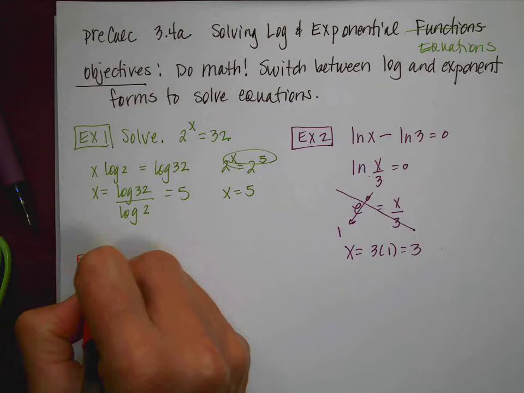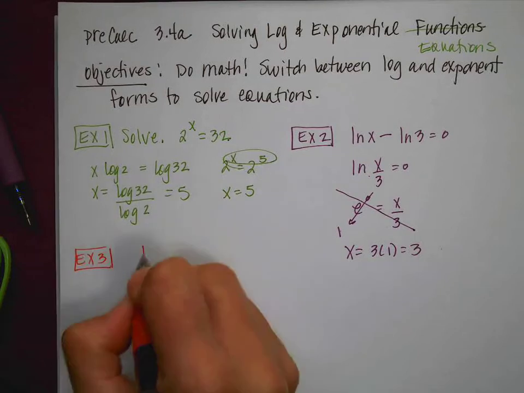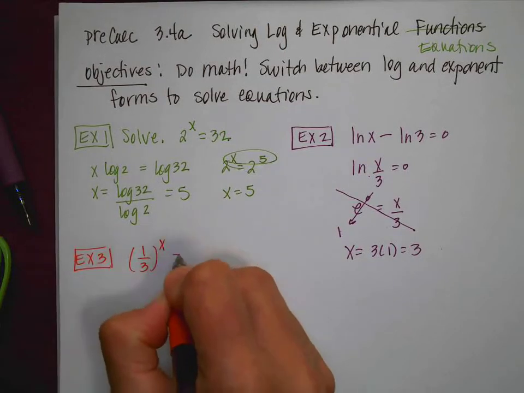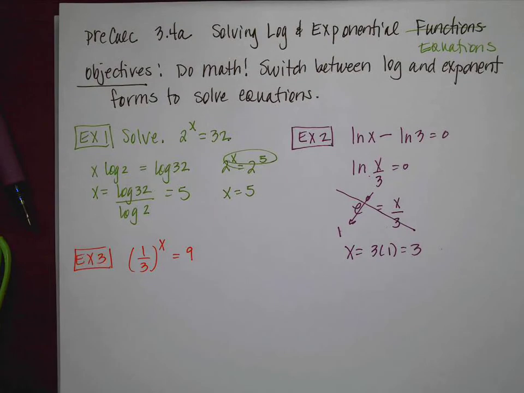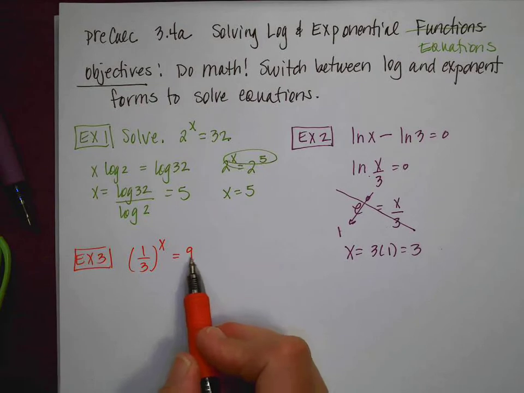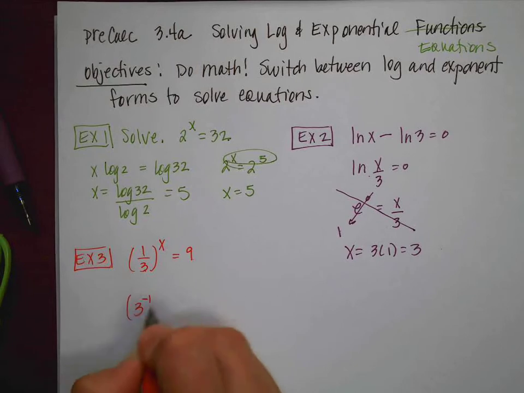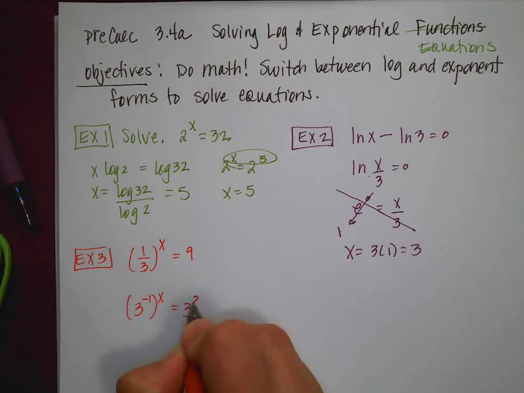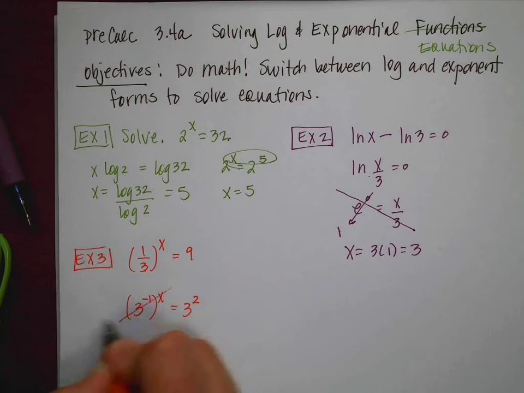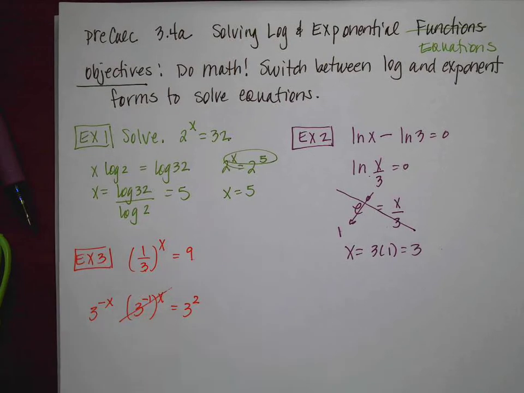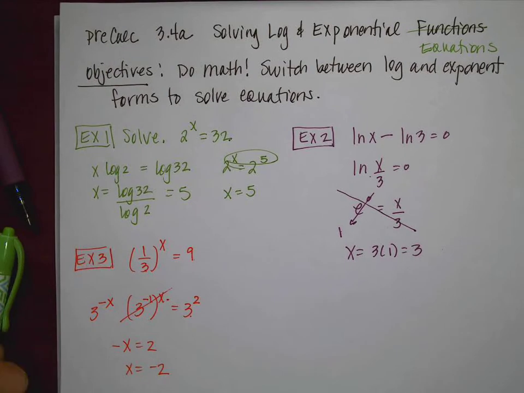Example 3, I have 1/3 raised to the x is equal to 9. And this one I'm going to use the 1-to-1 property also because I know 3 and 9 are related. So I'm going to change this to be 3 to the negative 1, all to the x, is equal to 3 squared. This side becomes 3 to the negative x because a power to a power is multiply. The bases are the same, so I get negative x is equal to 2, or x is negative 2.